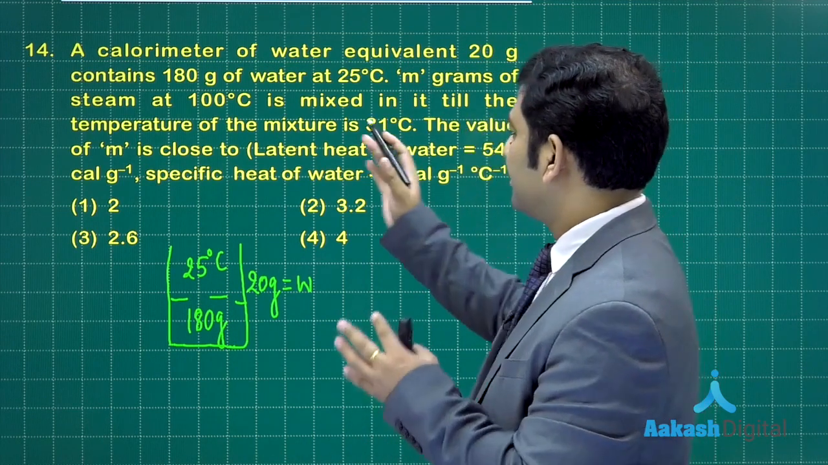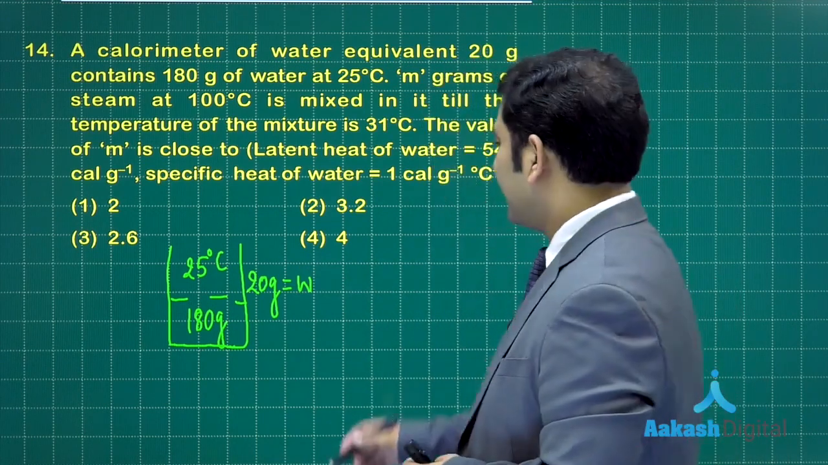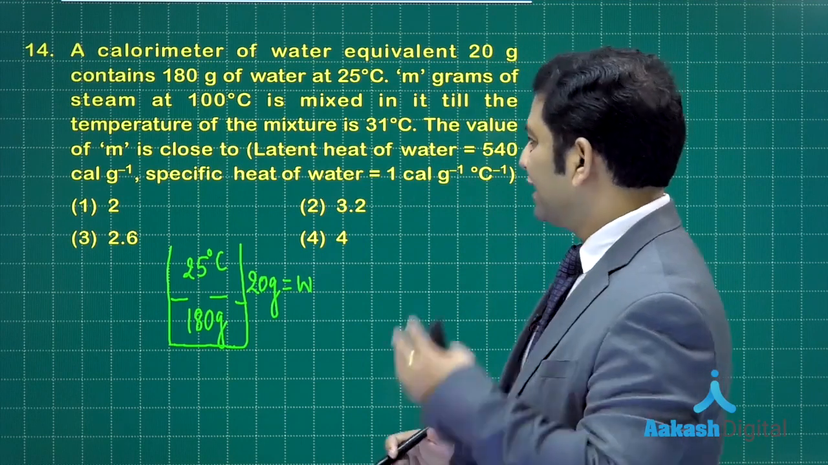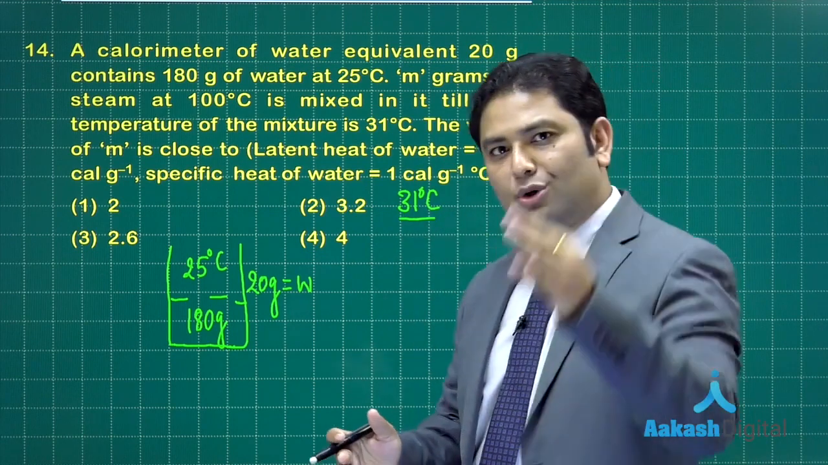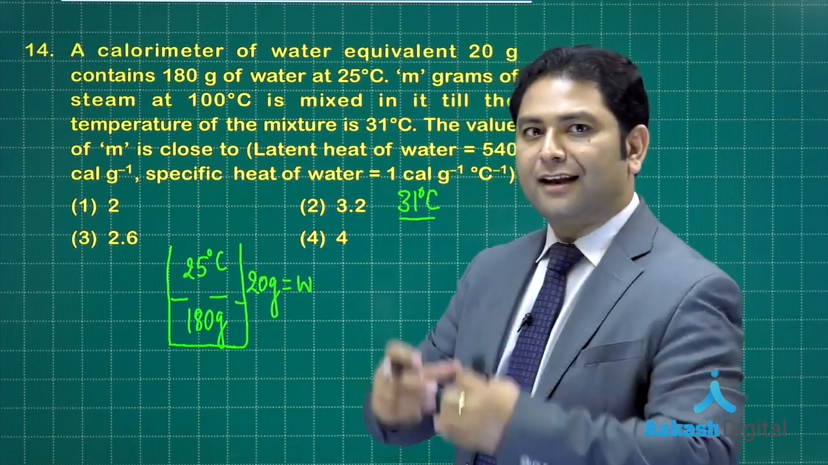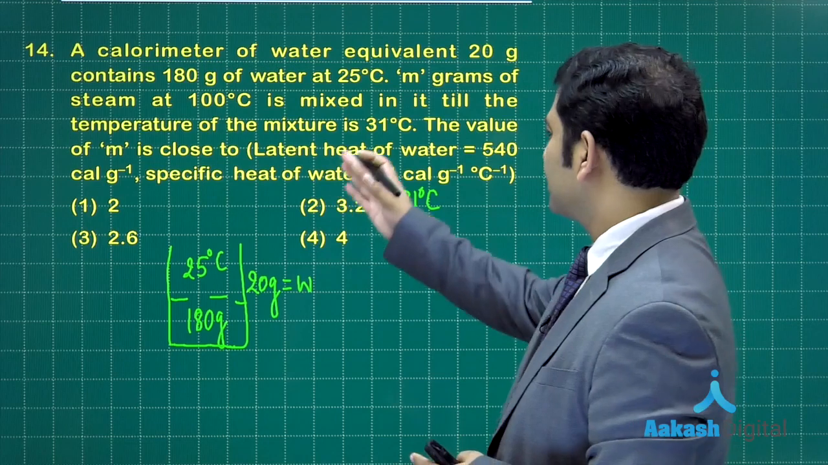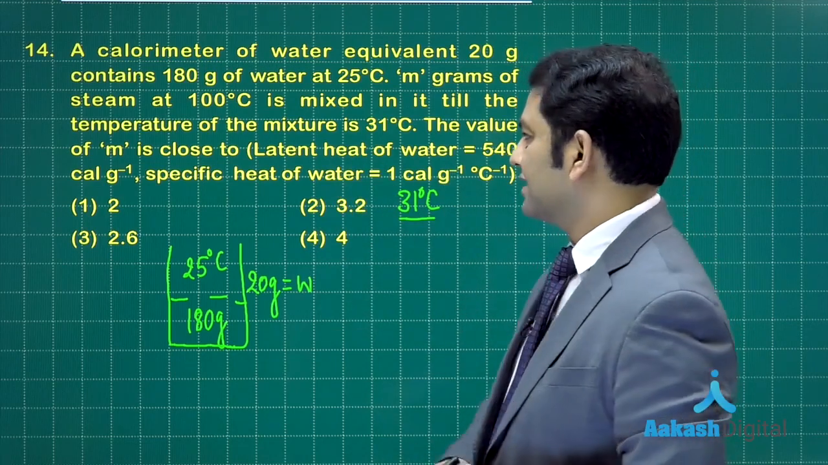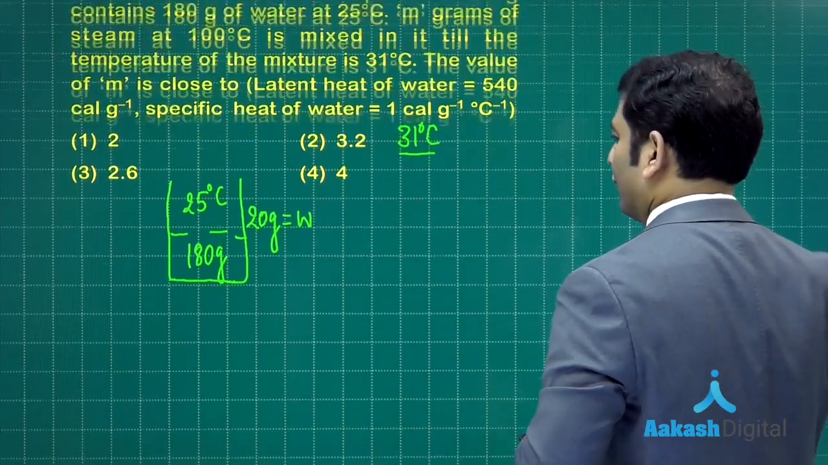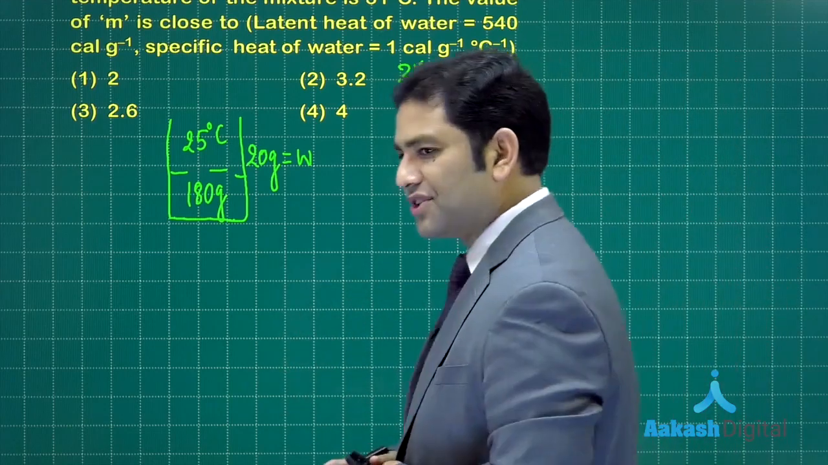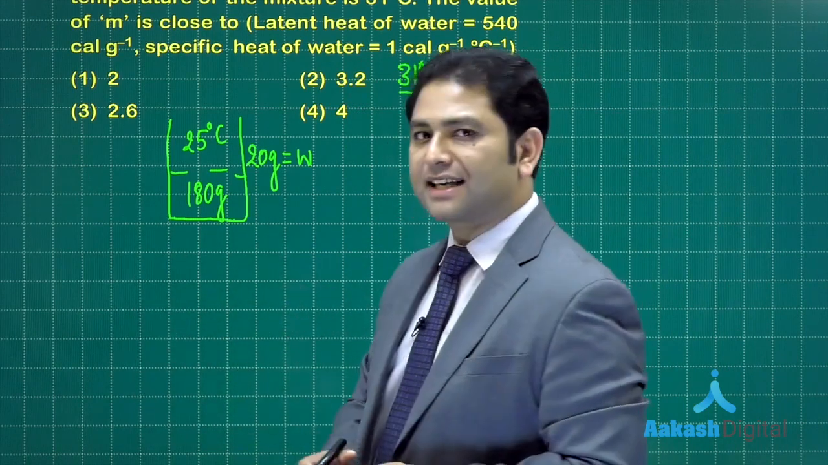Now, m grams of steam at 100 degree is mixed, something like a coffee making machine, and m gram of steam has been put there, and eventually the temperature becomes 31 degrees centigrade. That's the final. The steam loses heat, and these guys, they gain. That's how it goes. And we need to calculate the value of m, very close. Latent heat of water, in that case, has been given as 540 calorie per gram, and the specific heats are almost a known value. So where is the calculation? The heat lost by steam will be gained by water plus calorimeter.